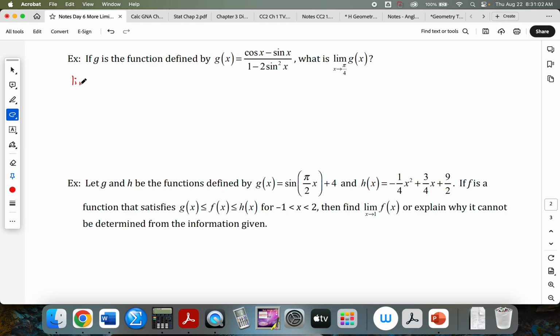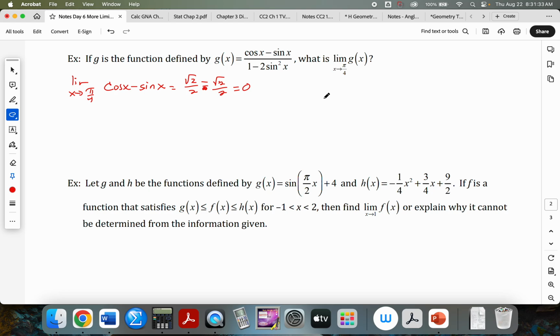So the limit as x approaches pi over 4, and I just do the numerator and denominator separately. Cosine x minus sine of x. At pi over 4, what is cosine? Square root of 2 over 2. Yep. And sine? Same thing. So that's 0 in the numerator. That's not a problem for us.